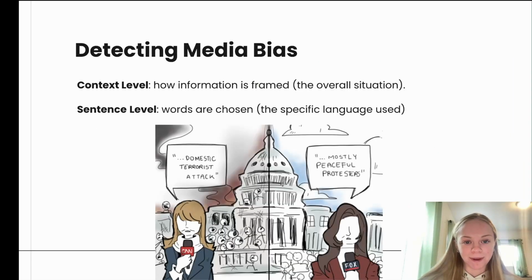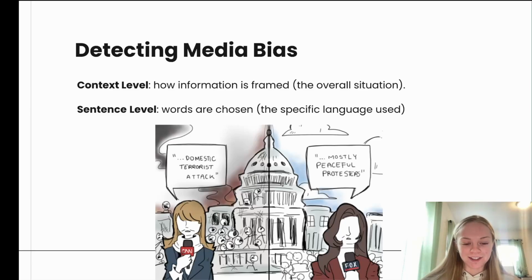An important aspect of this project is detecting media bias, since that's the goal of our model. Two ways we looked into doing this are on context level, which is more about how information is framed in the overall situation, and sentence level bias, which is more about how words are chosen and the specific language used.